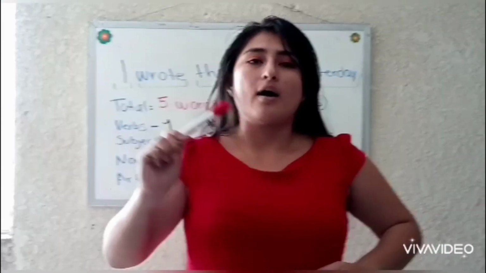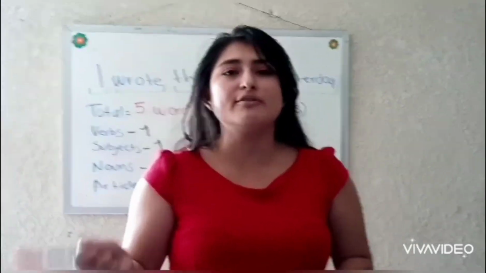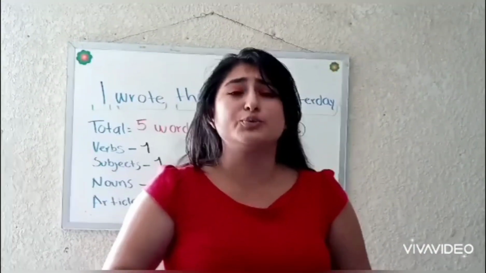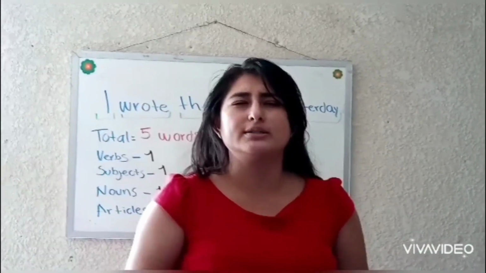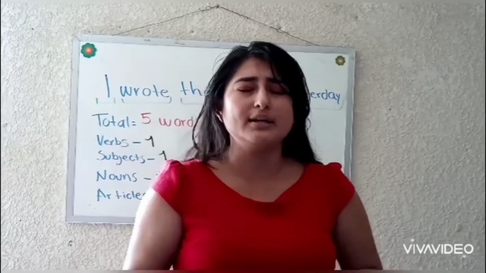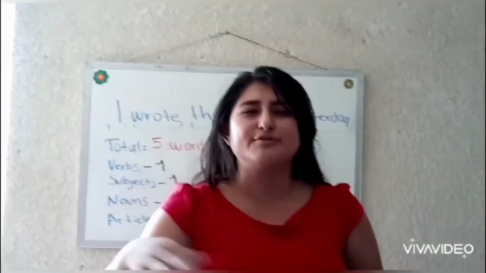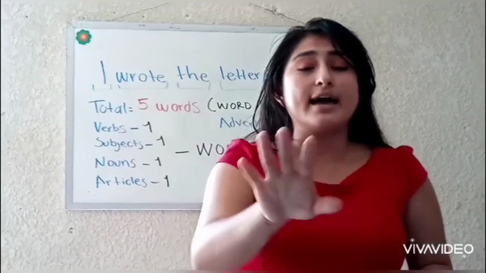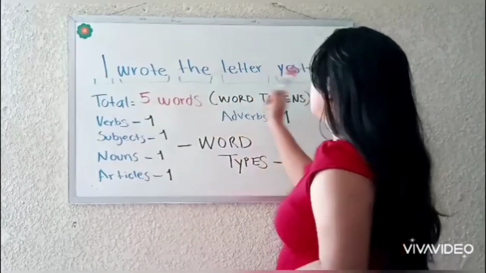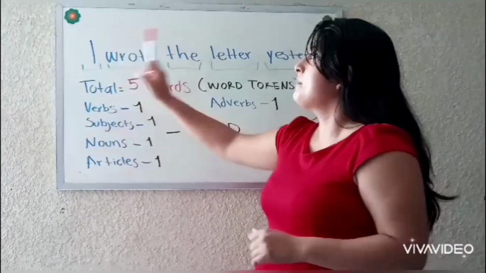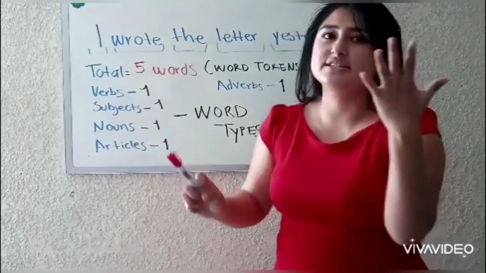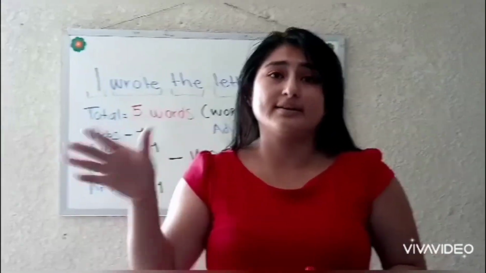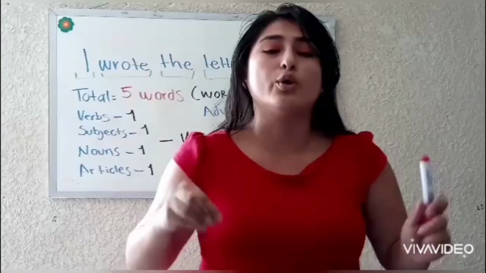Well, next, word. A word is a simple, meaningful unit or element in speech or writing. But do we know how to count words, or words in the grammatical categories they belong in? They are counted in different ways. These are called word tokens and word types. Let's see. I have written a sentence in here. I wrote the letter yesterday. There are a total of 5 words. These 5 words are called word tokens.